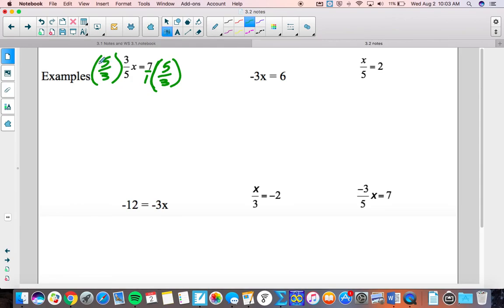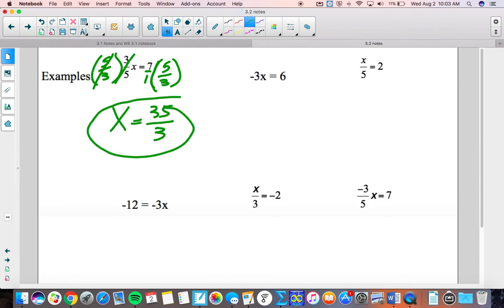So multiply the left side by 5/3, multiply the right side by 5/3. These are inverses, they undo each other. We get x equals 35/3. That fraction you can't simplify, so just leave it. Here, x is on the left, it's being multiplied by negative 3. So we divide by negative 3. What you do to one side, do to the other. X equals negative 2.